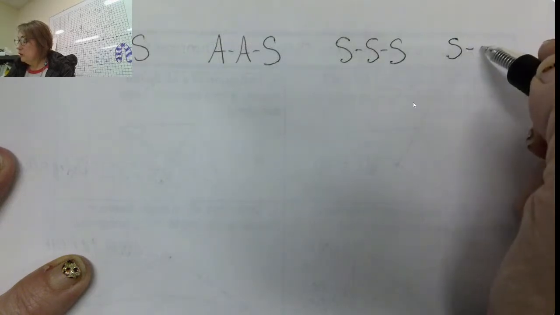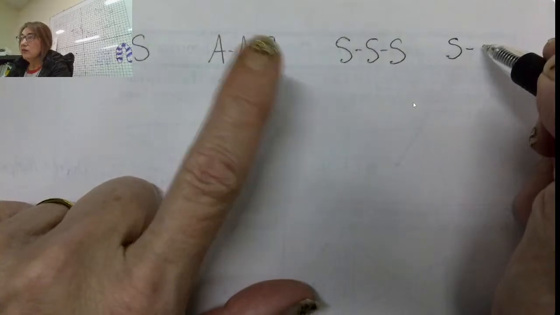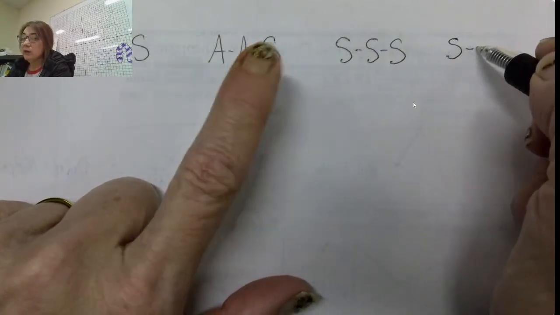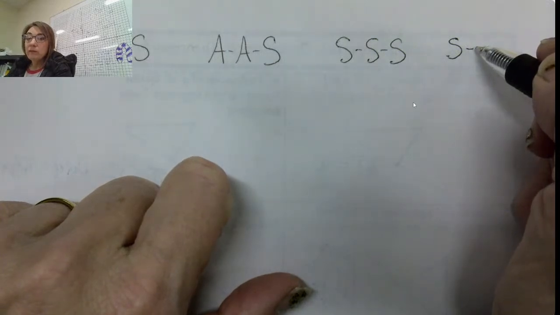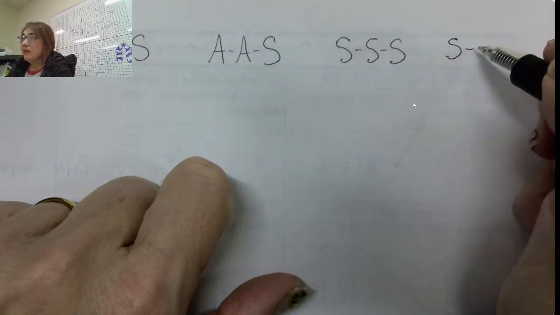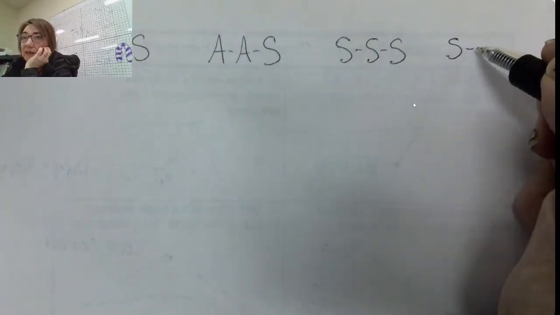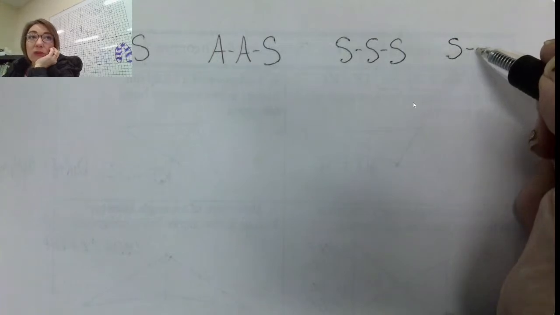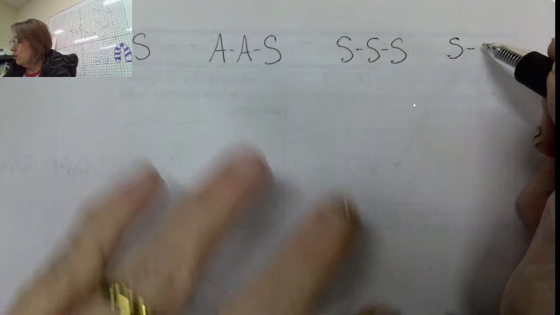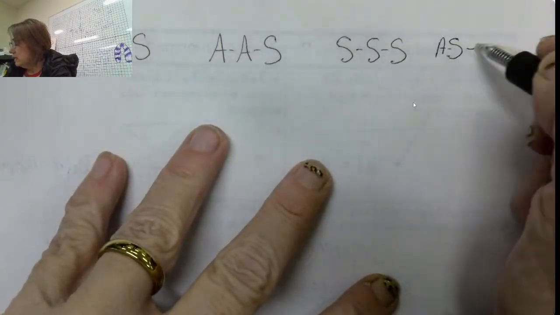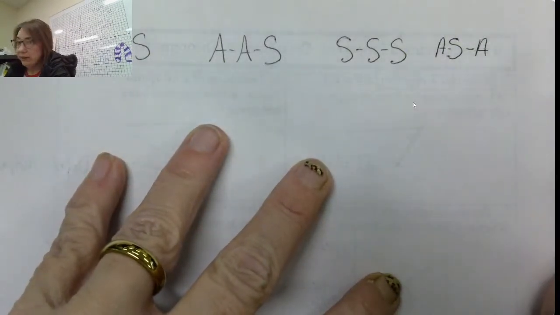Side angle angle is the same as angle angle side. Those are the same. But yes, that does work, but it's the same as this one. Side side angle doesn't work. Remember that's backwards. Well, we need three. Only three parts. What'd you say, Caitlin? Yeah, angle, side, angle. Angle, side, angle. Okay?